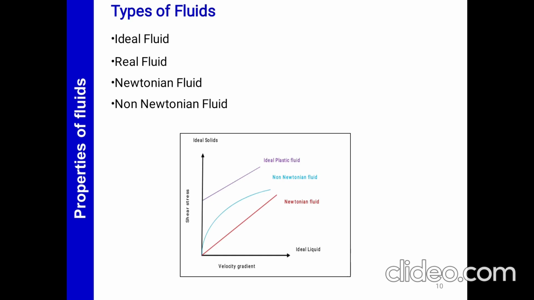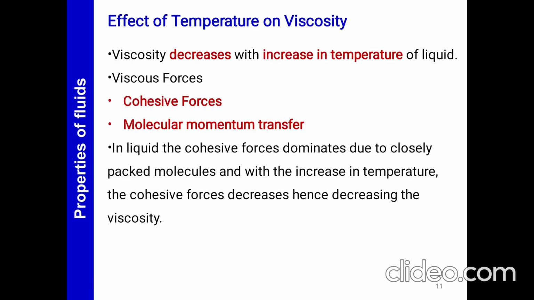Types of fluid. Here the fluids are categorized into ideal fluid, real fluid, Newtonian fluid, and non-Newtonian fluid. Effect of temperature on viscosity. The viscosity decreases with increase in temperature of a liquid. Viscous forces, cohesive forces, molecular momentum transfers. In liquid, the cohesive forces dominate due to closely packed molecules, and with increase in temperature, the cohesive forces decrease and hence the viscosity decreases.